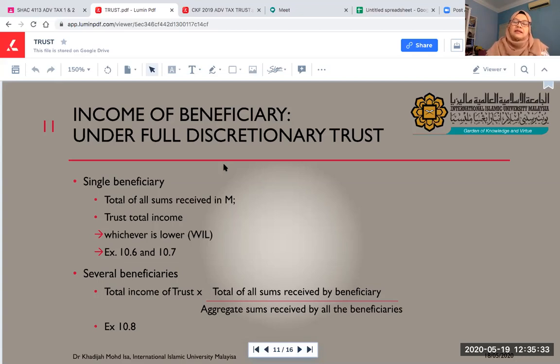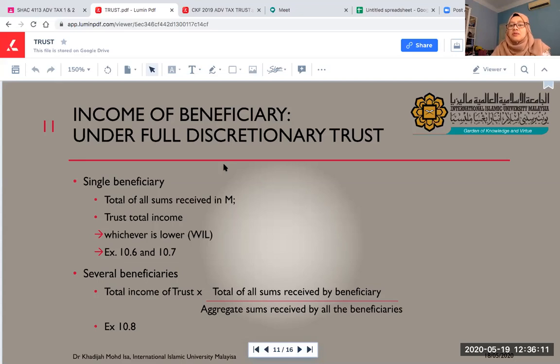In practice, how much is distributed by the trustee depends on distributable income, not on the total income. Again, how much is distributed to the beneficiaries depends on how much distributable income is available. Katalah distributable income available is 100,000, then dia distribute 100,000 lah. Tapi kalau total income 50,000, distributable income is 40,000, macam mana nak distribute 50,000? Dia tak boleh distribute 50,000 sebab yang the cash is only 40,000, so dia distribute 40,000 je.